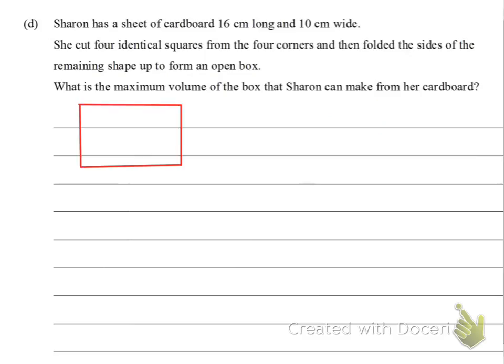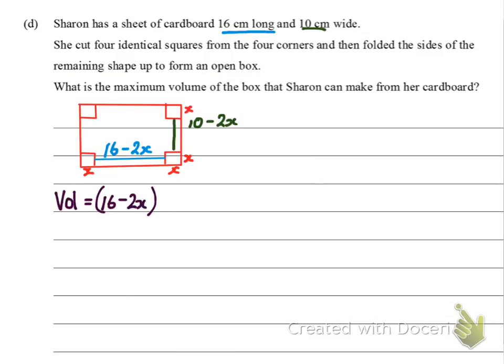Now for the next one, Sharon has a sheet of cardboard, 16 by 10, so draw a diagram. Cut your 4 corners of x out of the sides there, and label your sides. 16 centimeters long, so the length in blue for the base would be 16 minus 2x, and for the width it would be 10 minus 2x, and the height would be x. Volume is length times base times height, or base times length times width, whatever. Multiply those 3 sides together.